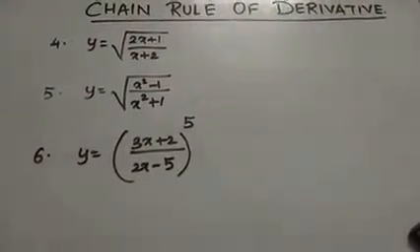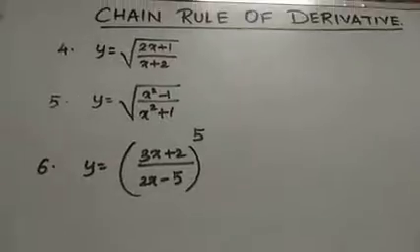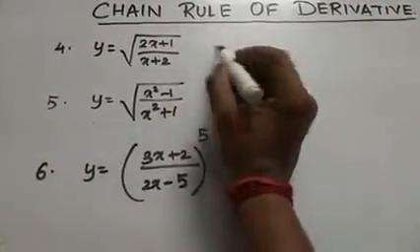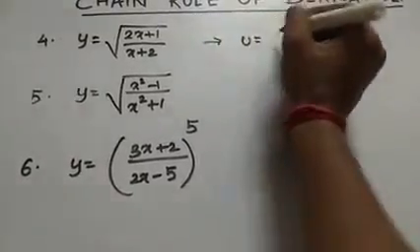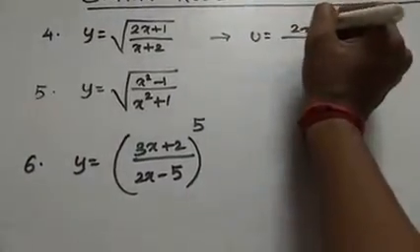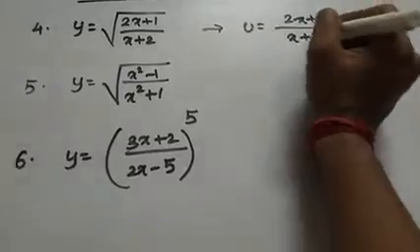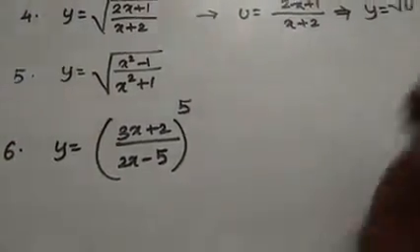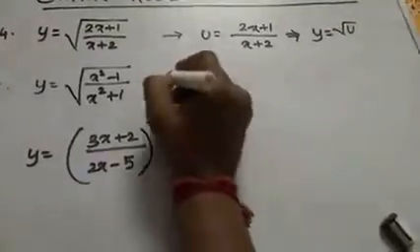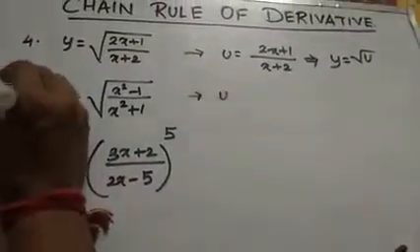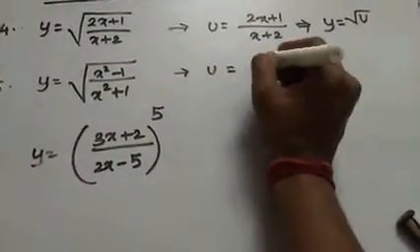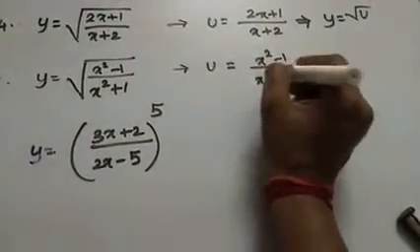Okay students, these are three similar questions like the previous one. For the first question you will assume u equals 2x plus 1 by x plus 2, then your y will be root over u. In the same way, for this question, which is important, try this question. u equals x square minus 1 by x square plus 1.